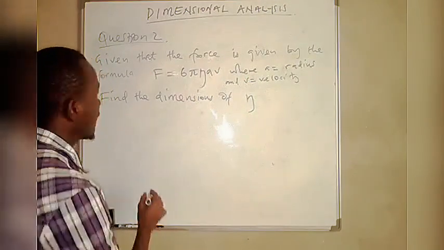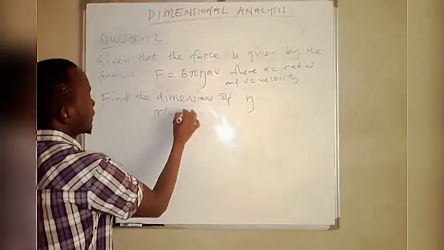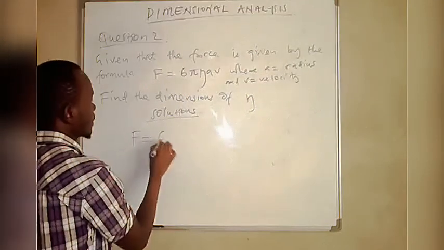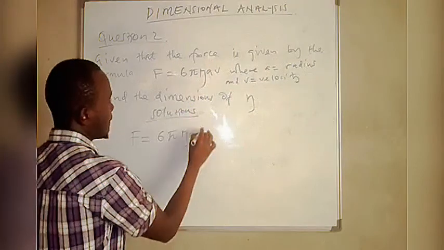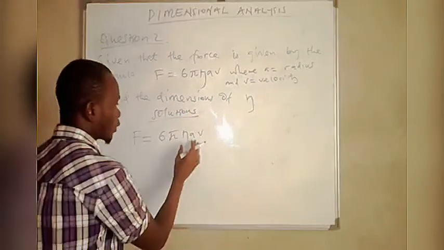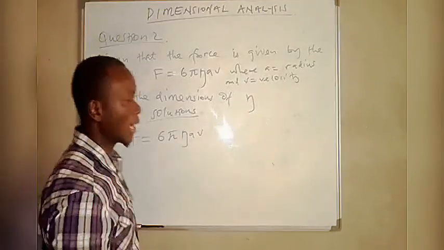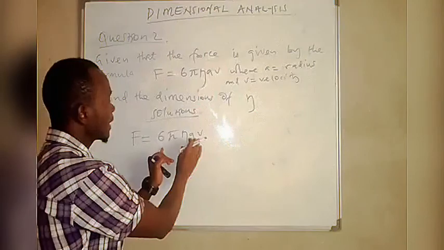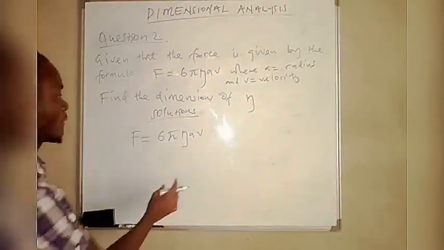Now here we've been given the formula, so let's look at the solutions. We have been given the formula force is equal to 6 pi, then this symbol A V, where we are told this is the radius and this is the velocity. So in order for us to proceed, let's make this the subject of the formula.